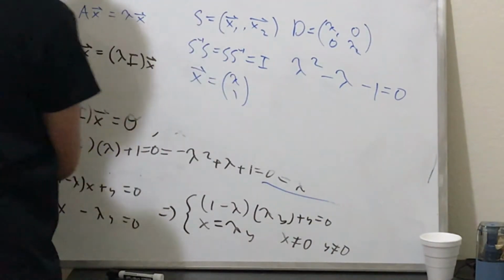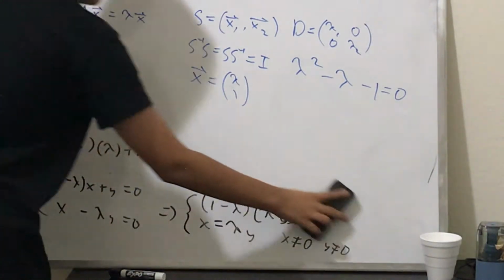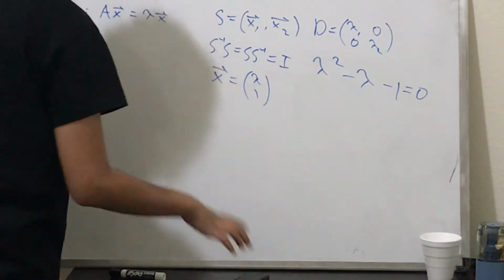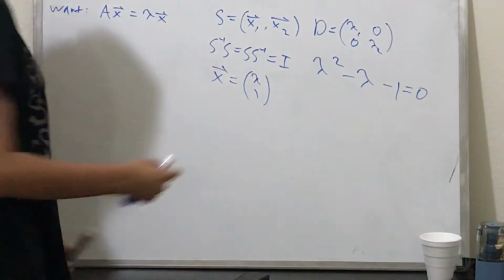Now we're pretty much all set. The thing is, we need to find a couple x vectors. How are we going to do that? We only found one. Well, the thing is, lambda actually has multiple values.